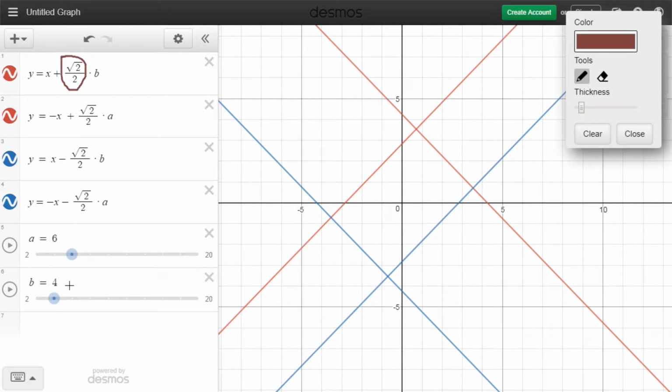Well, a and b are even numbers, right? So that means it's going to basically nullify the 2 here. The 2 is going to get divided out. So it's going to be root 2 times something. Well, root 2 is famously an irrational number.